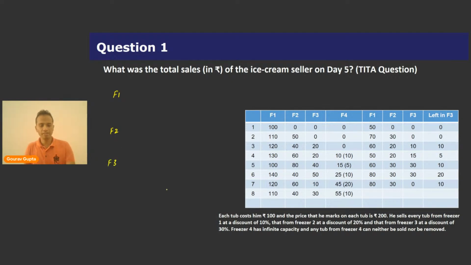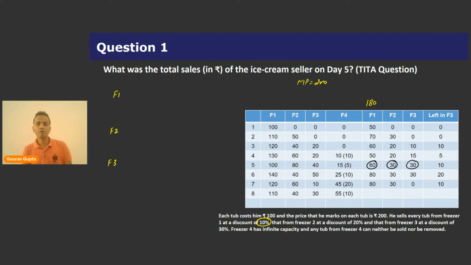All right, Priyansh, very good. Okay, let's check it out, shall we? Now, on day number 5, the ice creams will be sold from freezer 1. Number of ice creams: 60. So 60 from freezer 1, 30 from freezer 2, and 30 from freezer 3. Right? Now, the marked price of the ice cream is 200 rupees, and a discount of 10% is given on every tub which is sold from freezer 1. So 200 rupees पे 10% का discount अगर मैं देता हूँ, if I offer a discount of 10% on 200, then the selling price will be 180.